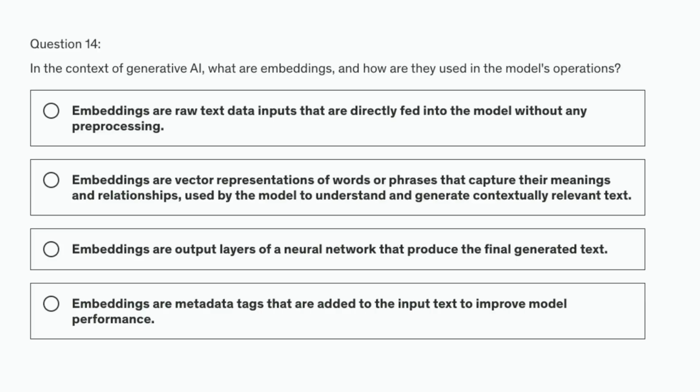Let's look at question 14. In the context of generative AI, what are embeddings and how are they used in the model's operations? And then we have 4 options. Option A, embeddings are raw text data inputs that are directly fed into the model without any preprocessing. Option B, embeddings are vector representations of words or phrases that capture their meanings and relationships, used by the model to understand and generate contextually relevant text. Option C, embeddings are output layers of a neural network that produce the final generated text. Option D, embeddings are metadata tags that are added to the input text to improve model performance.